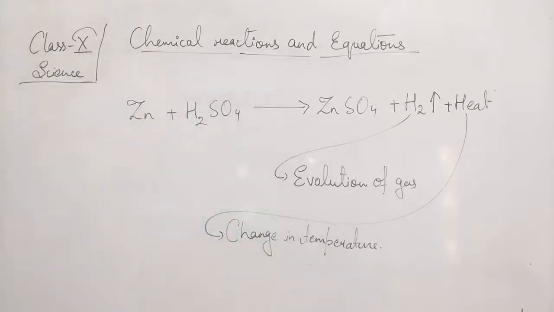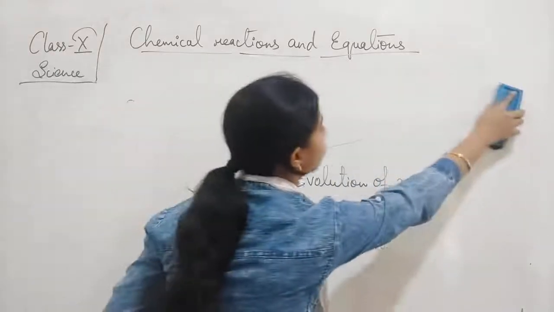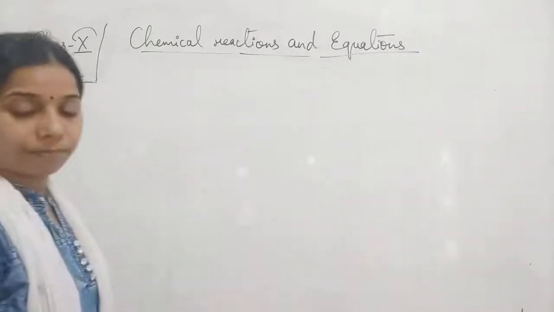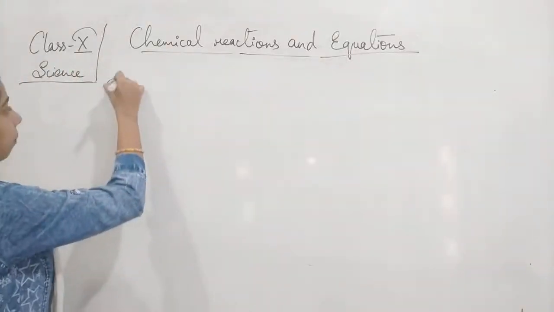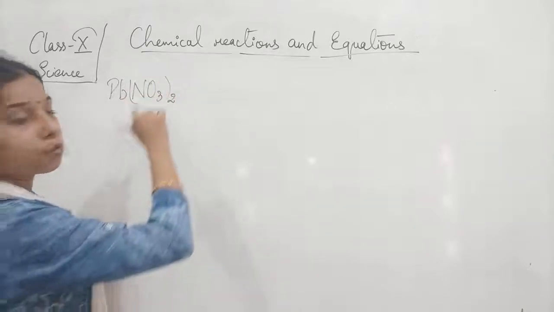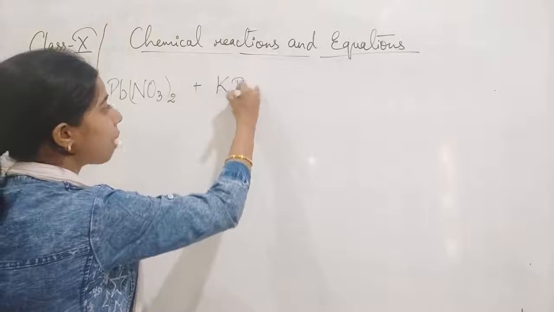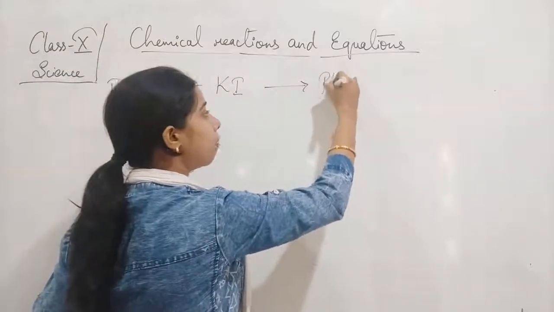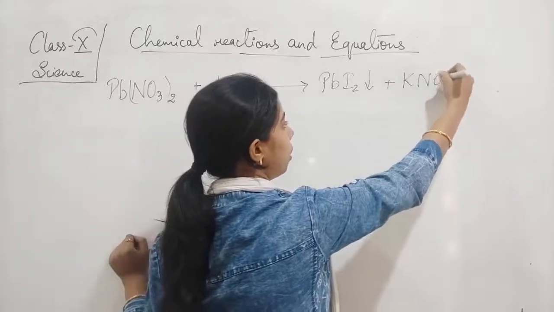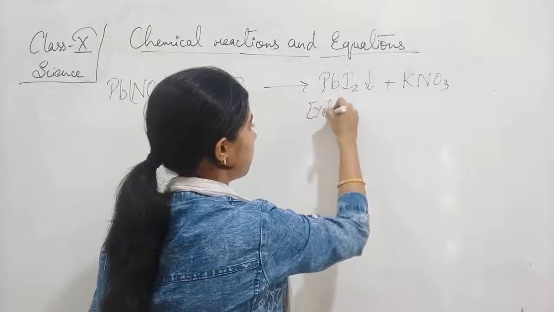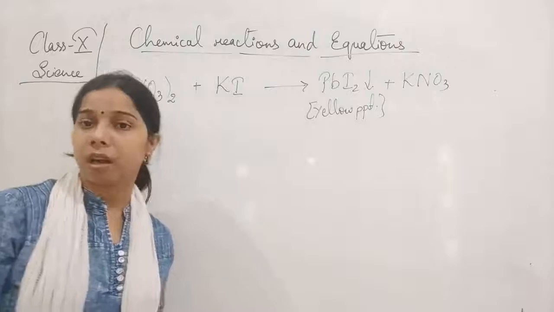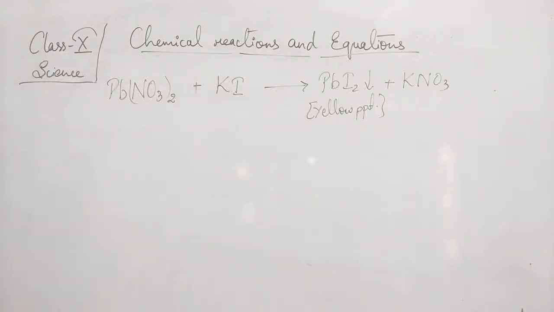Any other? Yes, we can take another example in which two characteristics can be shown. The next one is Pb(NO3)2, which is lead nitrate. When it reacts with potassium iodide, there is the formation of PbI2 plus KNO3. PbI2 is what, students? It is a yellow precipitate. With the help of this we are able to tell what kind of changes happen here.